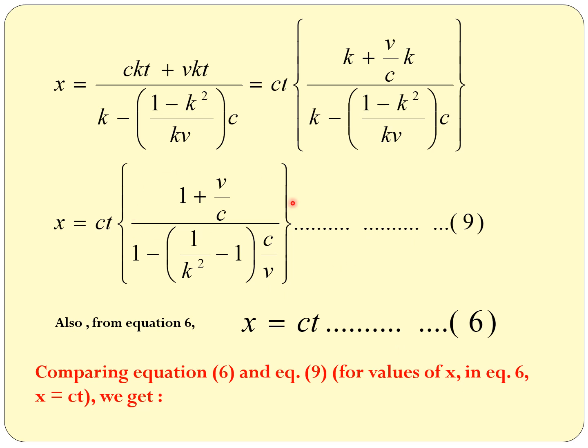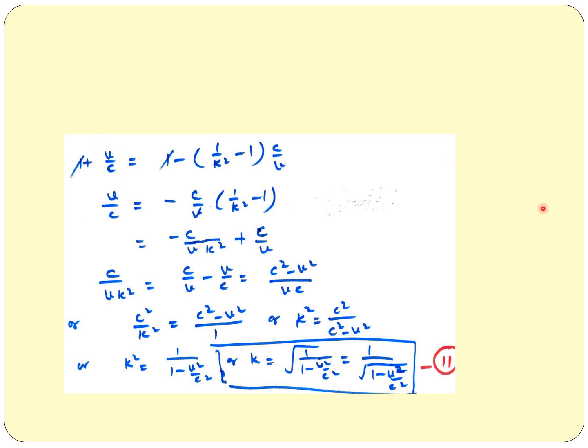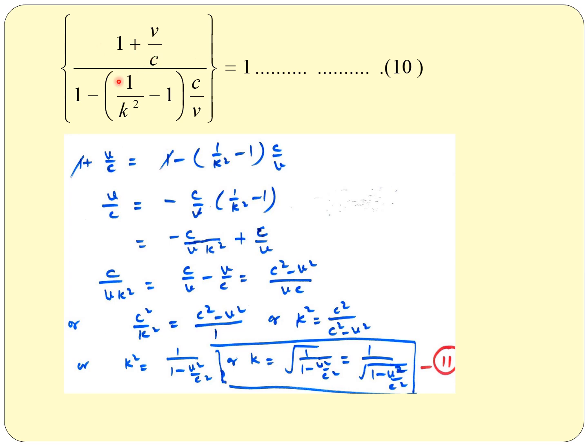So to compare 6 and 9, we will have this term equal to 1, that is (1 plus b by c) divided by (1 minus (1 by k square minus 1) c by b) equal to 1. After cross multiplying and rearranging the terms, finally we will have a relation, and we will find k in terms of b and c. So k square equal to 1 upon (1 minus b square by c square), or k equal to under root 1 upon (1 minus b square by c square), or 1 upon under root (1 minus b square by c square).